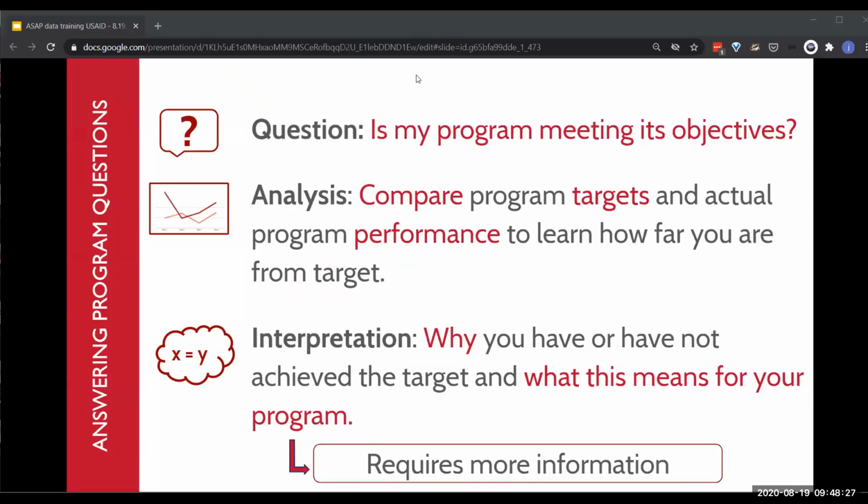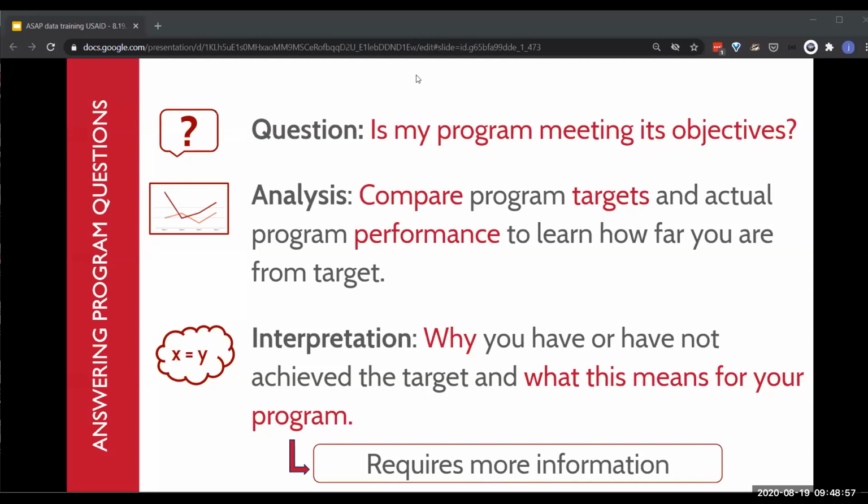So an example is, is my program meeting its objectives? So you can compare targets to performance and understand what this means for your program. Now, what this means for your program is really dependent on you, because, like I said, you are the ones who are doing the work. So if you need to decide, I need to do more of A or I need to do more of B, we don't know what A and B are. You'd know what A and B are because you're the implementers.